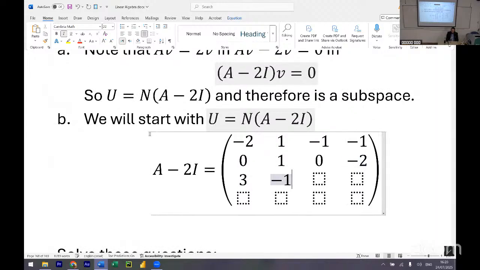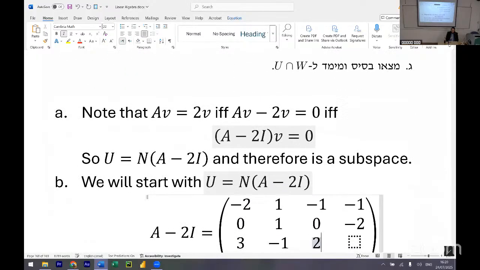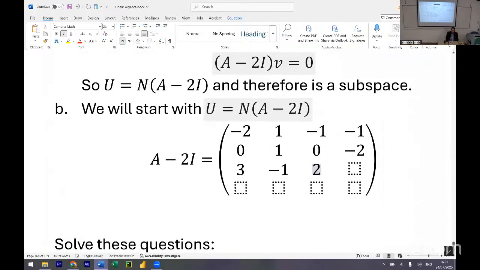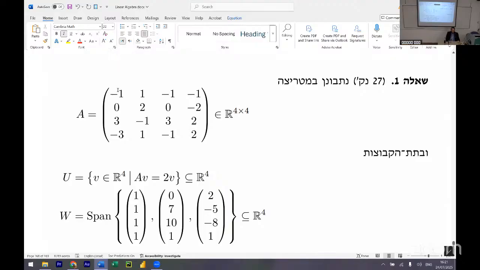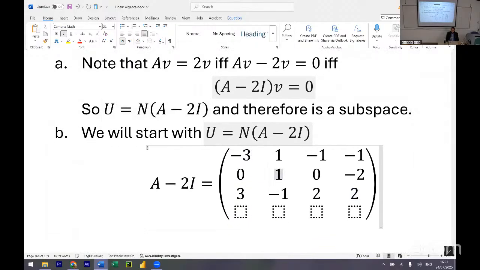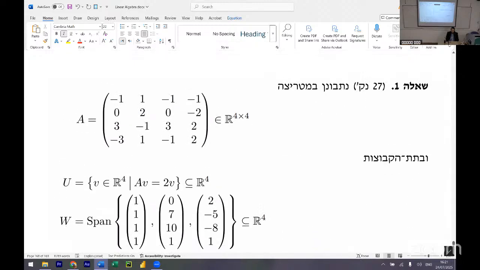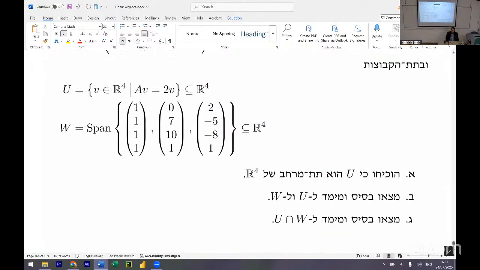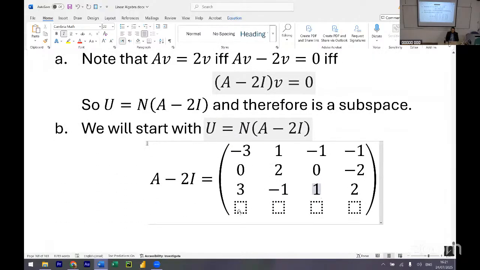3 minus 1. Why did you do the subtraction in advance? Yes, it's already subtracted. I did it, but I subtracted I and not 2I. Okay, so I need to subtract 2 from the diagonal. So minus 1 minus 2 is minus 3. This is 0. This is 1. And minus 3, 1 minus 1, 0.